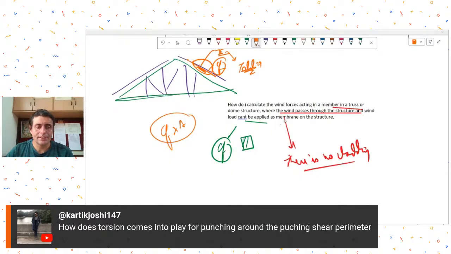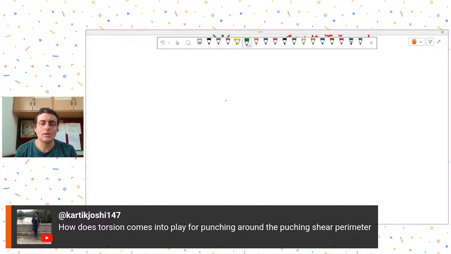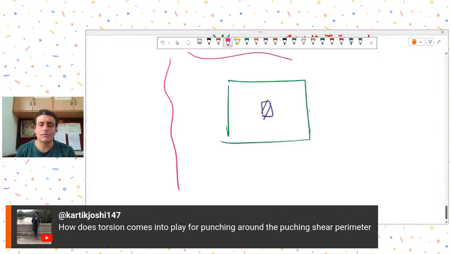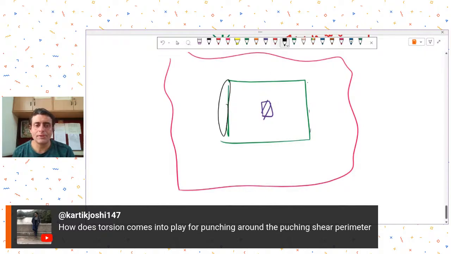So Mr. Karthik Joshi is asking, how does torsion come into play for the punching shear perimeter? Torsion, I don't know if torsion is considered in any manner while calculating the punching shear, but they do calculate the eccentricity of moments which adds to the shear. So if for example this is your column and this is your punching perimeter and this was part of your slab, then they calculate the moment imbalance, and from this moment imbalance they calculate the eccentricity of shear or eccentricity of moment which causes shear, and that gets added to punching shears.